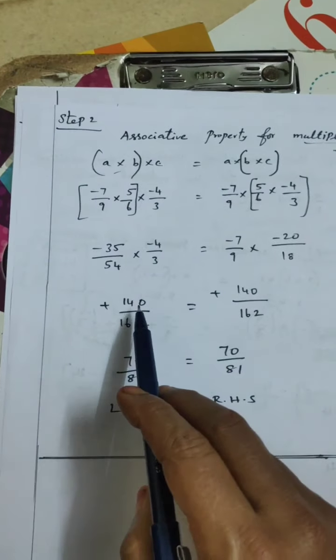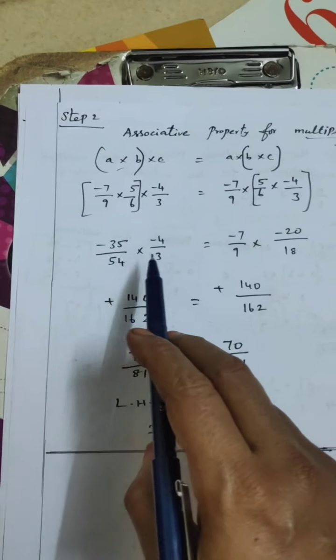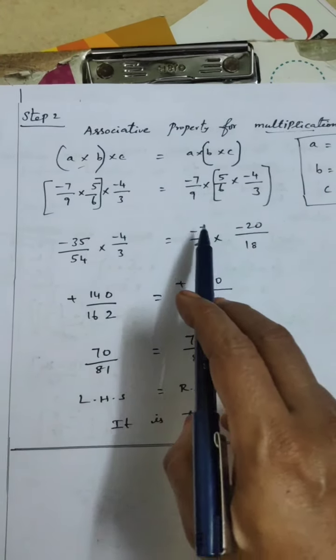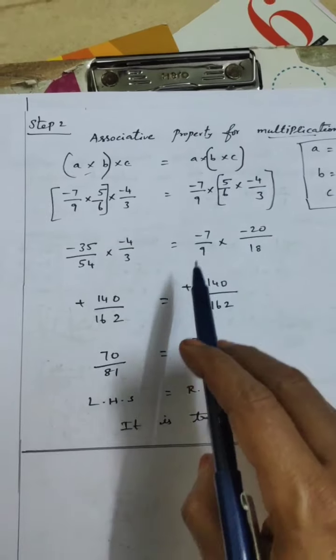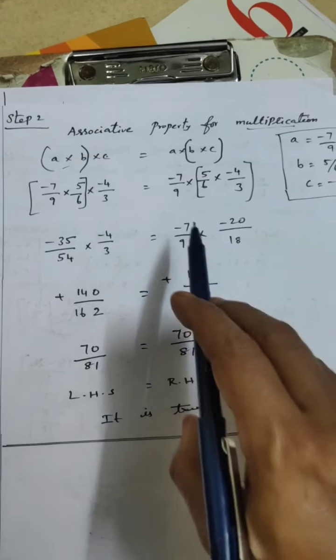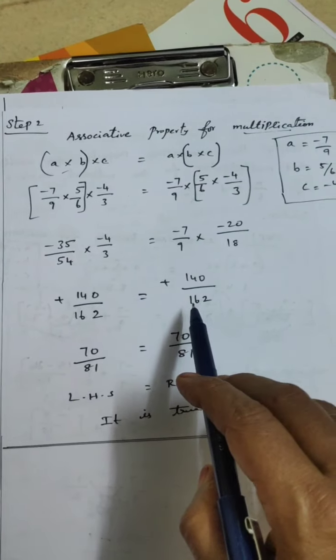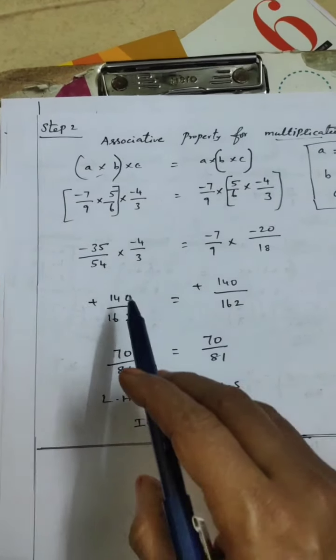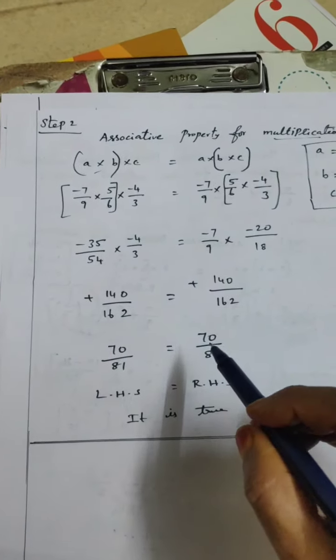35 into 4 equal to 140, divided by 54 into 3 equal to 162. Here you multiply minus into minus plus, 7 into 20 equal to 140, 9 into 18 is equal to 162. Now these two numbers are also possible in which table?